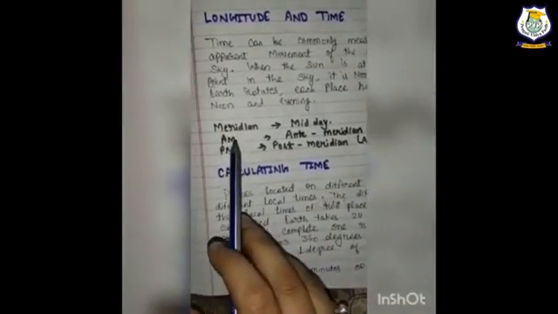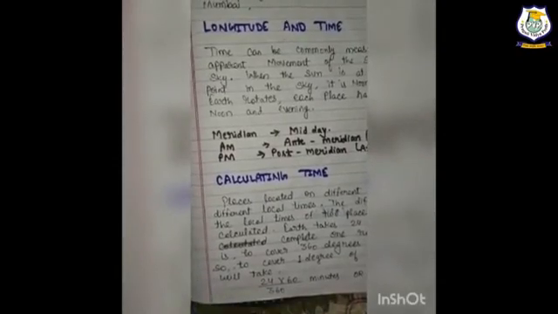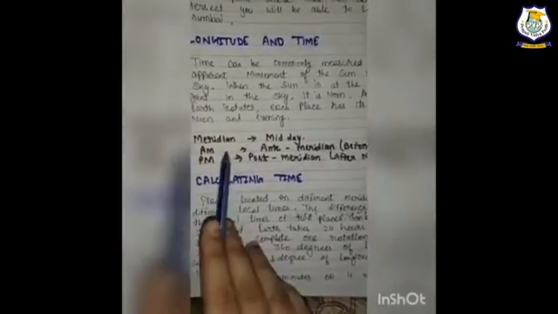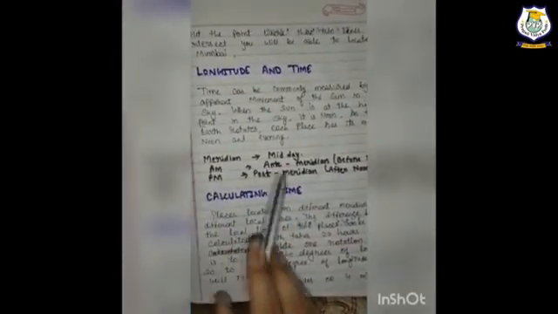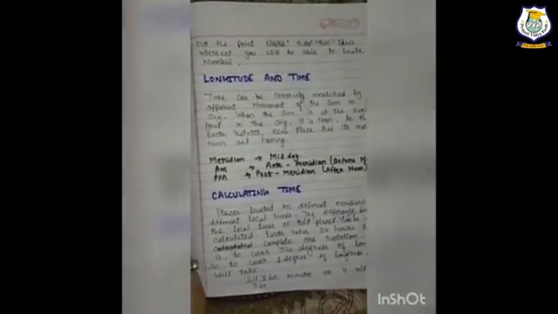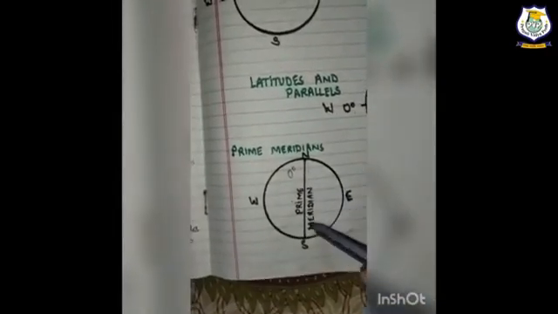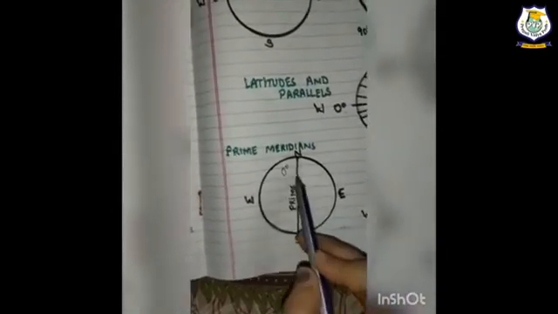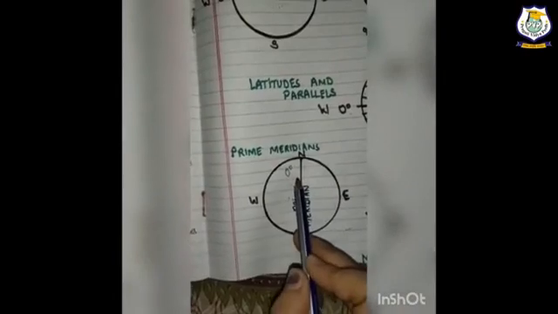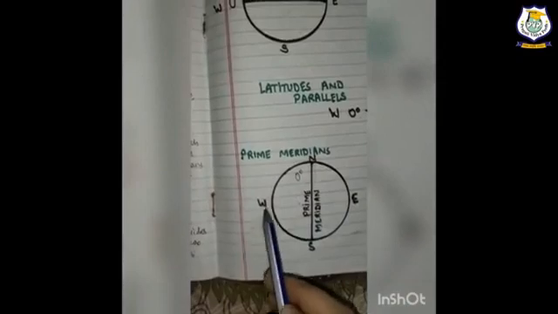After that, we have the concept of AM and PM. So what is the meaning of AM and PM? AM means anti-meridian, meaning before noon, and PM means post-meridian, meaning afternoon. I would like to explain it here on the diagram. See, if this is the prime meridian, that is the 0 degree meridian, then the places here will be PM, post meridian, and the places before the prime meridian will be anti meridian.